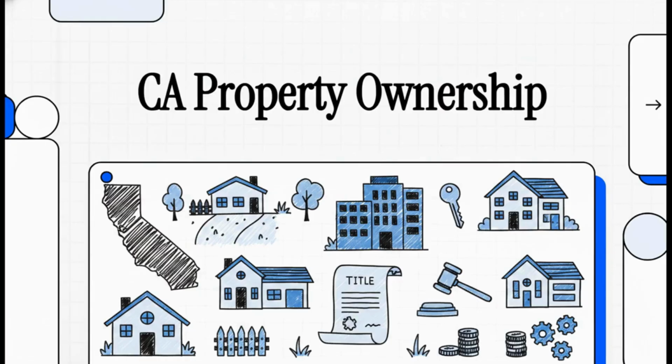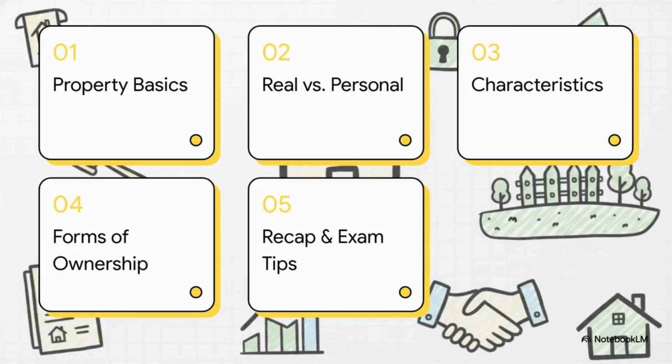Today we are reviewing California property ownership. In this explainer, we will break down exactly what it means to own property in this state. We'll look at the different ways you can hold title and go over the key details you'll need to remember for your exam. We'll be breaking this down into 5 clear sections today: property basics, real versus personal property, real estate characteristics, forms of ownership, and a final recap with exam tips.